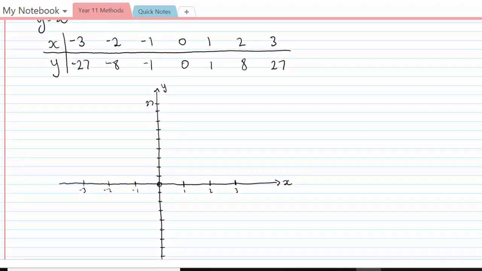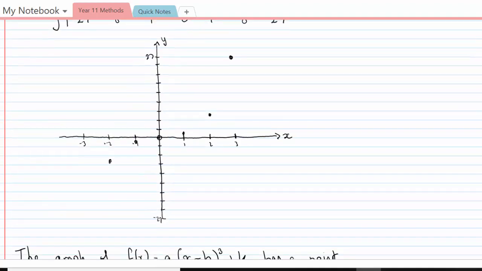So when x equals 1, y equals 1, that gives us a point pretty close to the axis, and it'll be the same out this side. Okay, when x equals 2, y equals 8, so that's going to be about here. When x is negative 2, y is negative 8, which is about there. And then when x equals 3, y is 27, which gives us this point up here. When x is negative 3, we have a y value of negative 27, so down here.